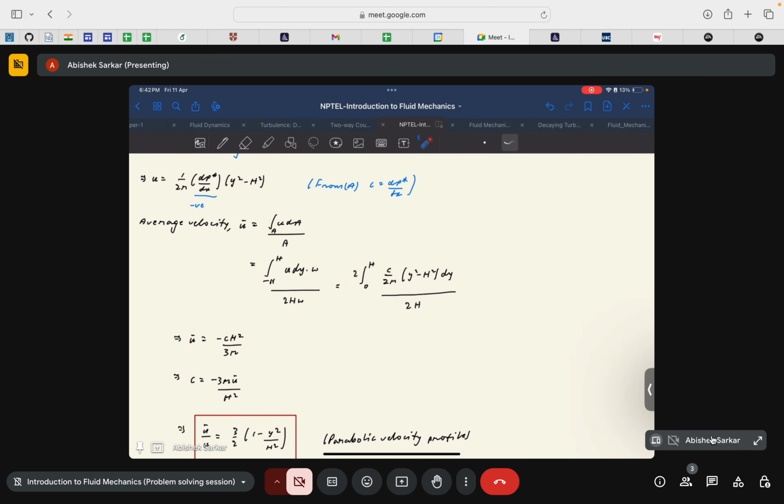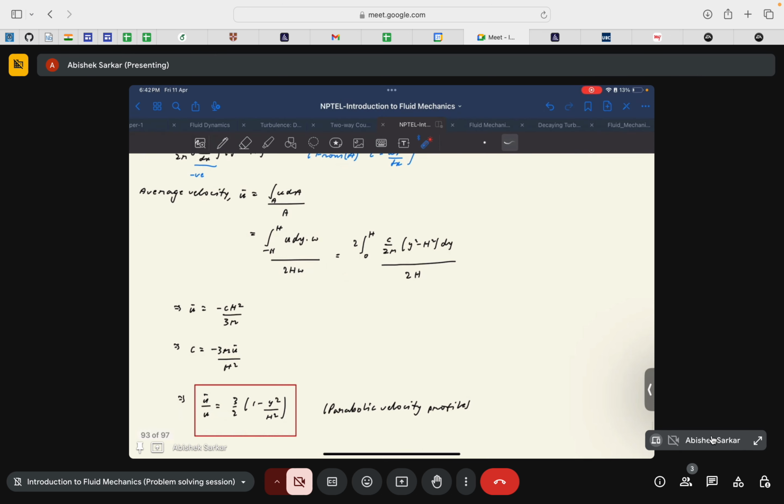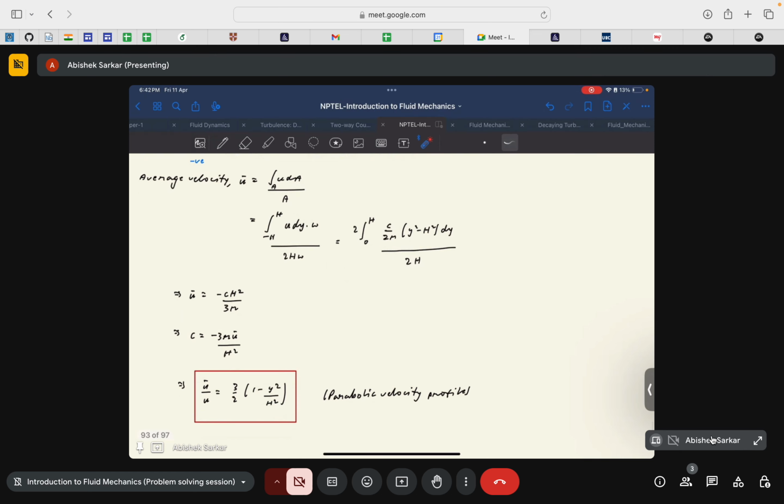And if you carry forward this integration, you will get that this average velocity u bar is equal to minus ch square by 3 mu. Or this constant c is equal to minus 3 mu u bar by h square. And if you take the ratio of u over u bar, you will get u over u bar is 3 by 2 times 1 minus y square by h square.